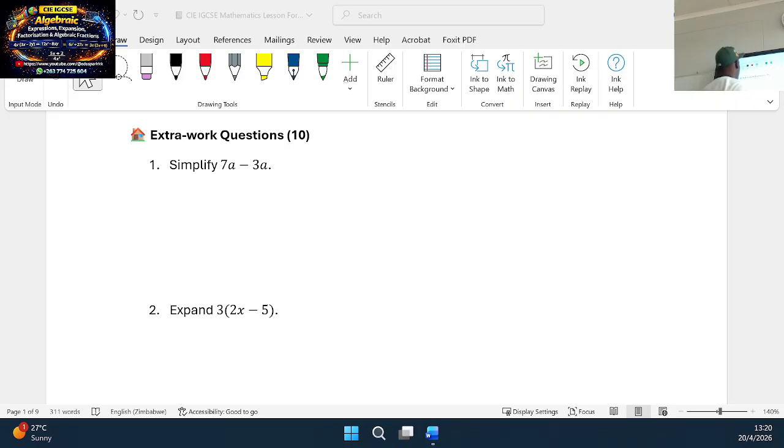First problem, we are required to simplify 7a minus 3a. As we can see, the variable there is like, in other words, the degree is the same, it's a. So we simply look at the difference of the coefficients. 7 minus 3 gives us 4.